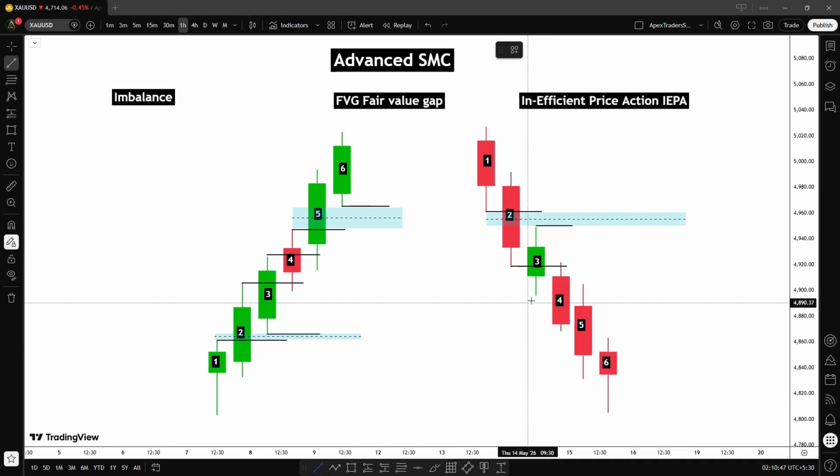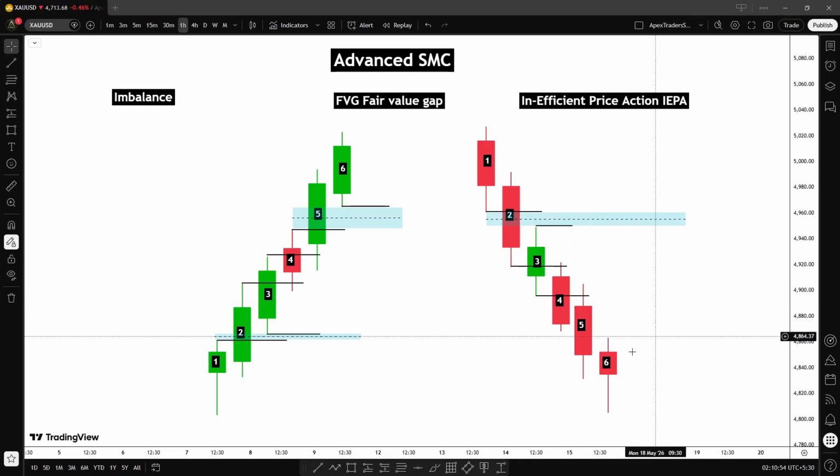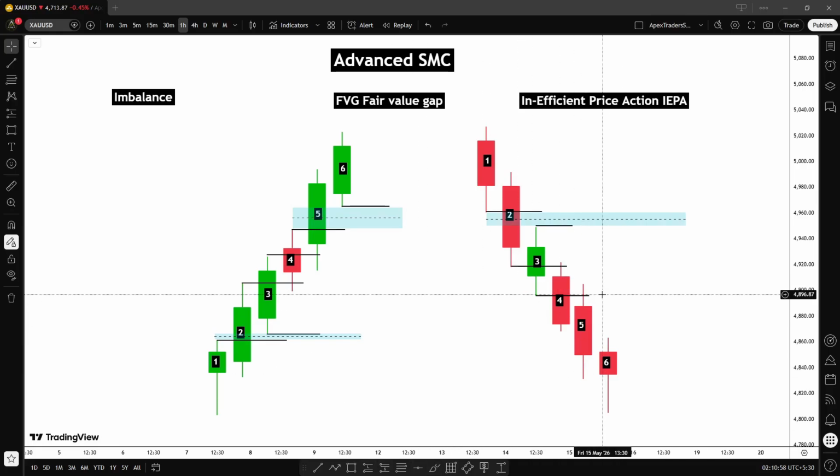So we are going to continue marking the low of the third candle and wait for the fourth candle, and the price is mitigated by the fifth candle. So there is no fair value gap here. Price has moved and balanced itself before continuing to the downside. So there is no fair value gap here. We are not going to do anything here.